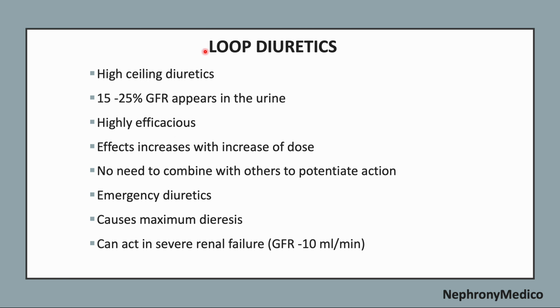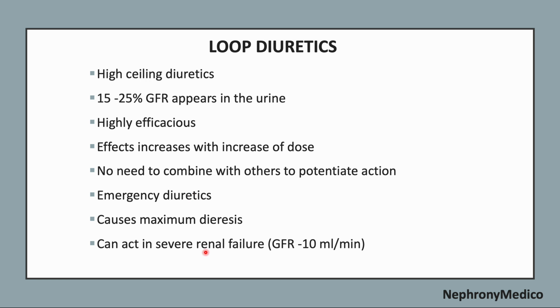Now let's talk about loop diuretics. These are the high ceiling diuretics, and 15 to 25% of the glomerular filtration rate appears in the urine. It is highly efficacious and its effect increases with the increase in the dose. There is no need to combine with others to potentiate the action, and it is an emergency diuretic as it causes maximum diuresis.